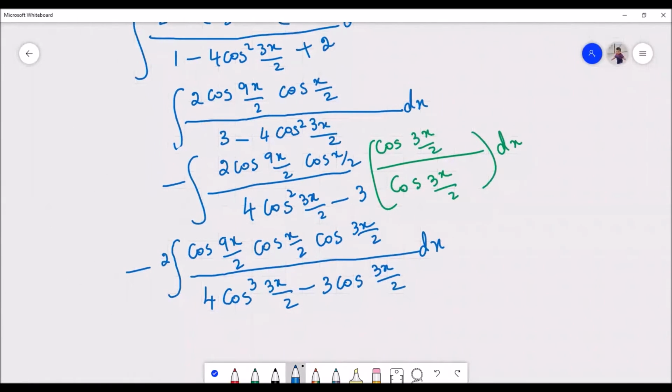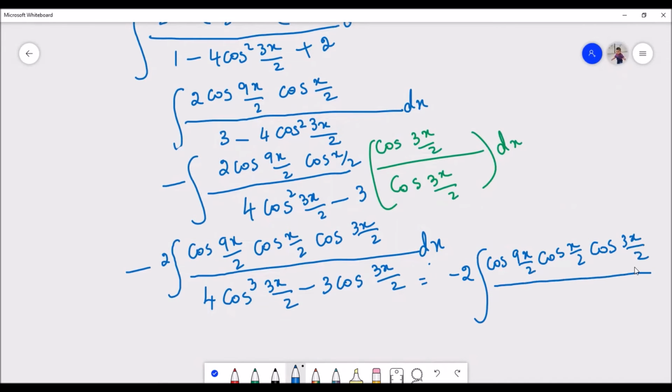So this can be written as, let me continue here. Negative 2 of integration of numerator, I will write all the terms as it is: cos 9x over 2, cos x over 2, cos 3x over 2, whole thing divided by, now this is completely the formula of cos 3a. So that means cos 3 into the angle. The angle here is 3x over 2, so now this is nothing but cos 9x by 2. So these two terms will get cancelled.